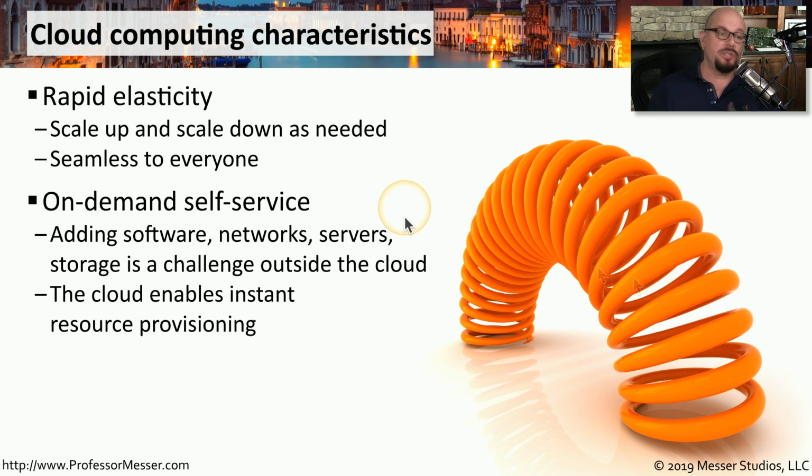Another unique characteristic of these cloud-based services is the ability to spin up a new server whenever you might need it. This is called on-demand self-service. We can add a new server, a new network, or a new application by clicking a few buttons. We don't have to purchase a new server or install it into the rack. Instead, we can spin up a virtual system in a matter of seconds. This allows instant resource provisioning.